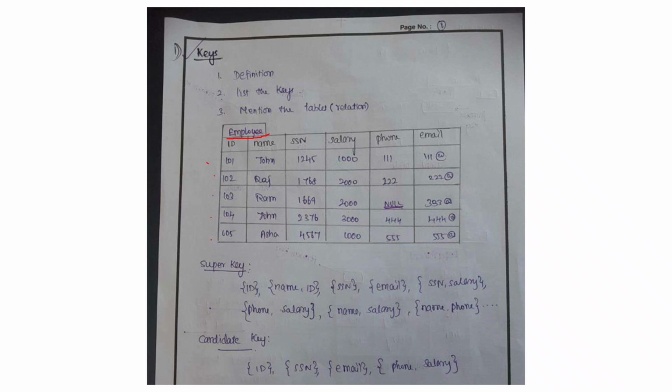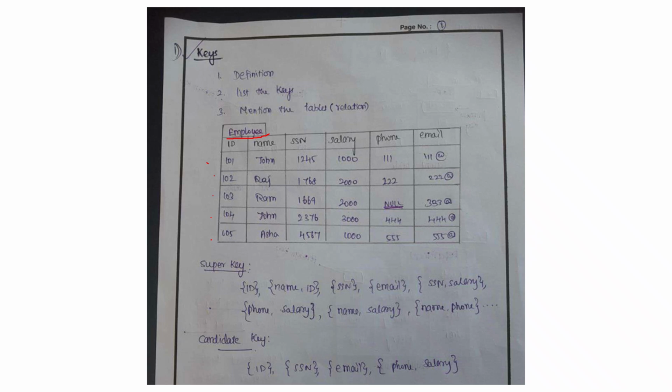Likewise, email also. Some of them have an email ID, some of them do not. But here in this relation, email also is a unique attribute. But some persons may not have an email ID, so we cannot consider email alone as a super key. We can combine this with another attribute to form a super key. Likewise, we can derive n number of super keys for a particular relation.